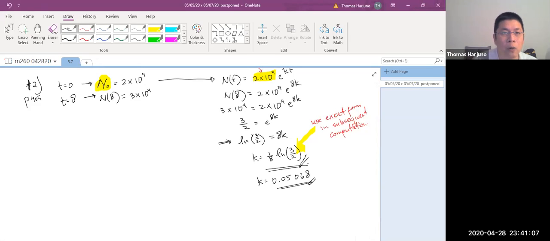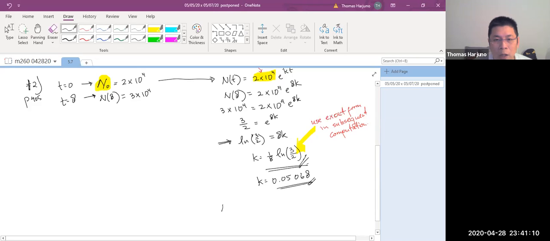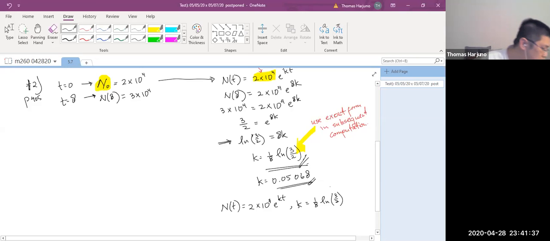That's the k. Therefore, now we have the full formula, N(t) equals 2 times 10 to the 4th e to the kt, where the k is 1/8 natural log of 3/2. Okay, you can just write it that way. Now, let's see. How about part B? This is my part A. Well, part A is actually just to find the k.